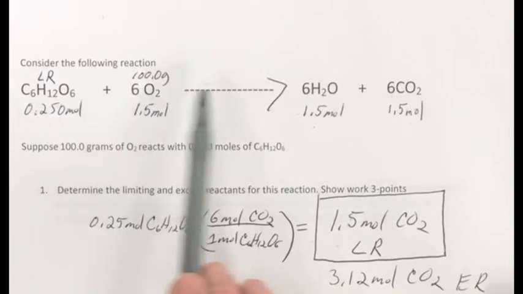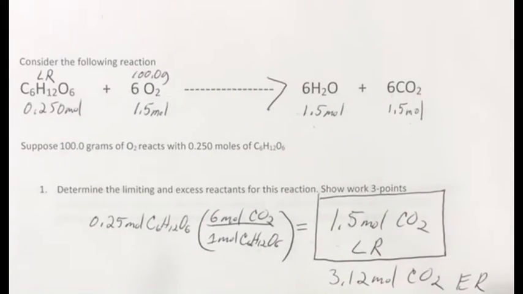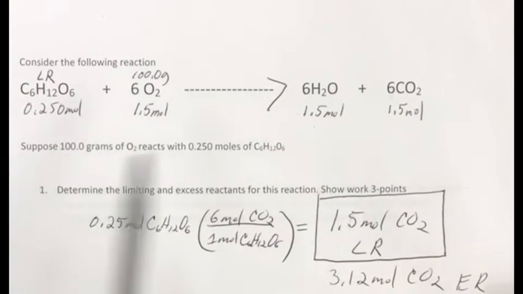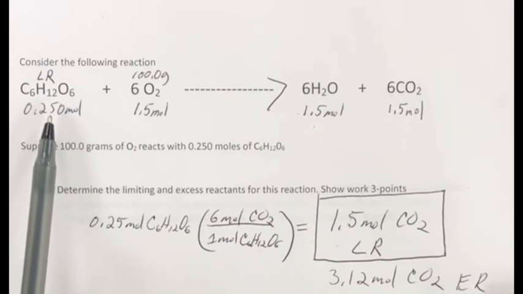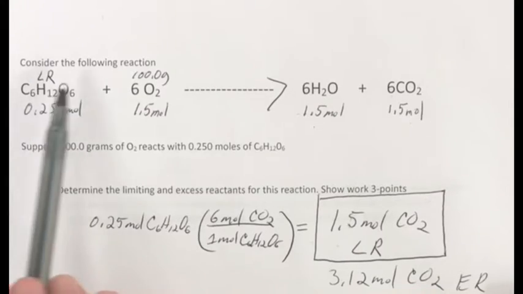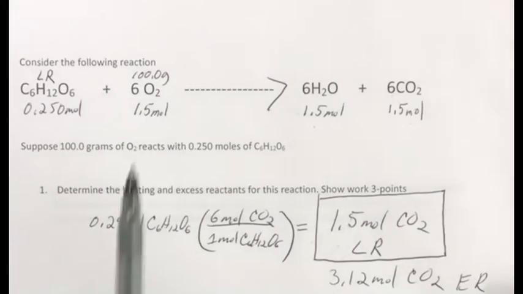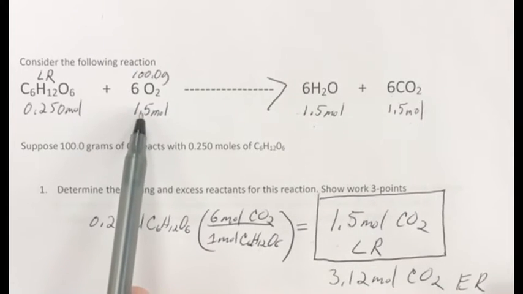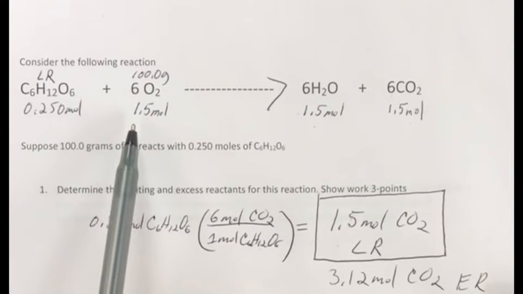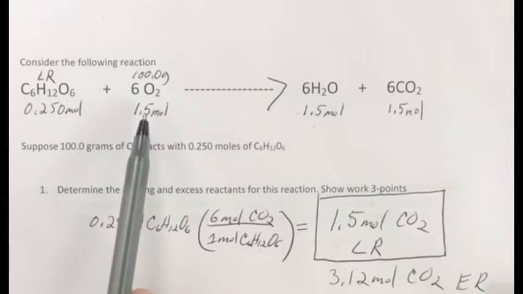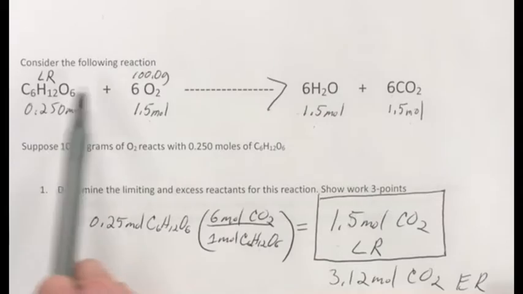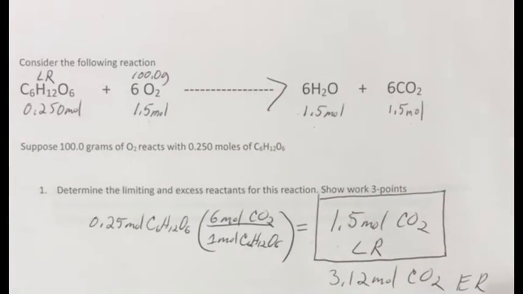Notice this is a 1 to 6 to 6 to 6 ratio. This is a 1 to 1 to 1. And is this the same ratio as the stoichiometric coefficients? Let's just see, we don't even have to check. Notice if we divide 1.5 by this, the value is 6, so that is a 1 to 6 ratio. This molar ratio here is following the stoichiometric ratio, as it should.